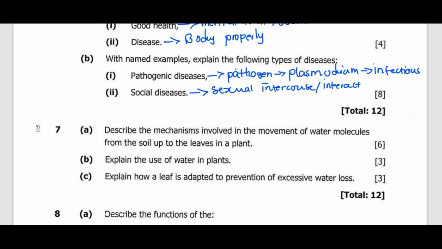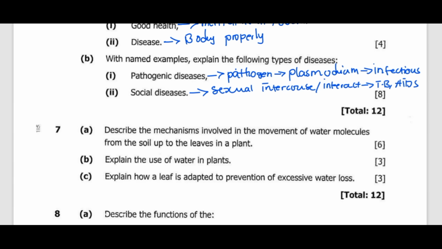Then examples of these can be tuberculosis, TB. Then AIDS also is an example of a social disease. So these are what we can say about this.